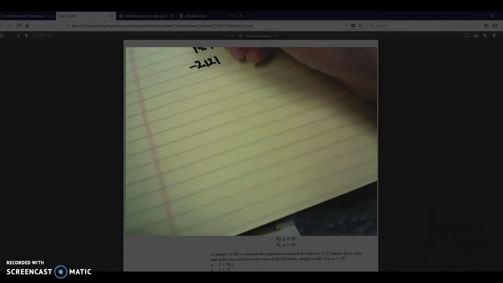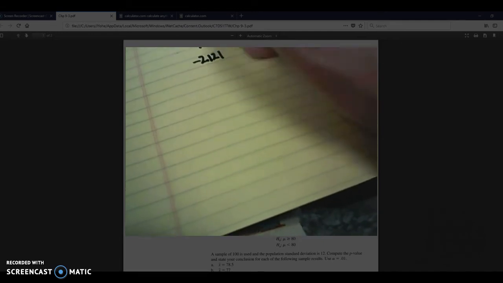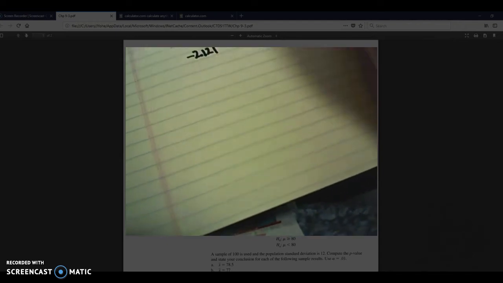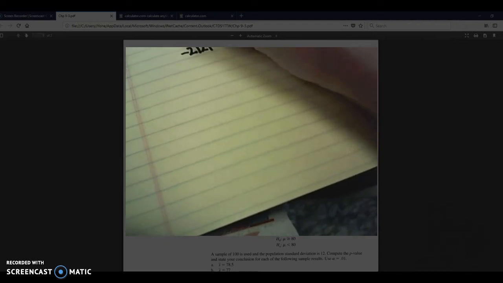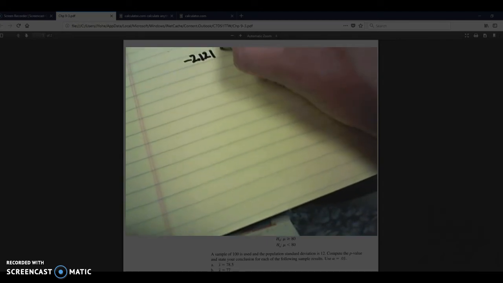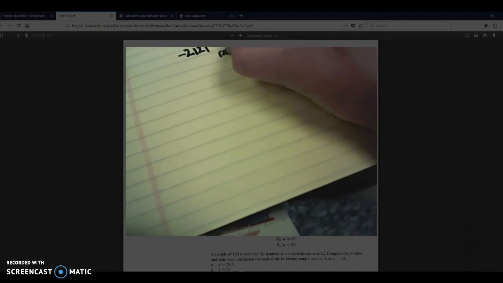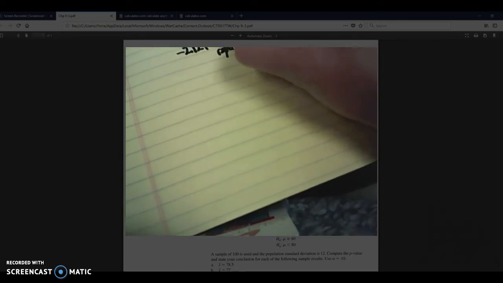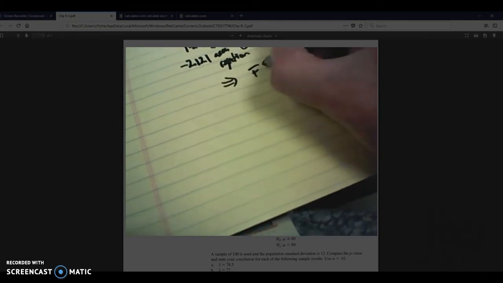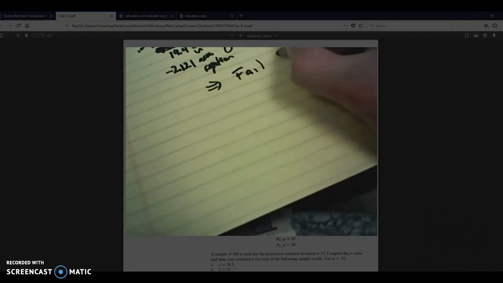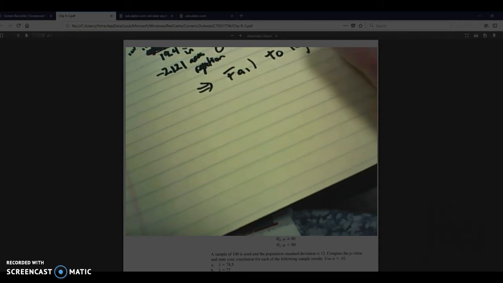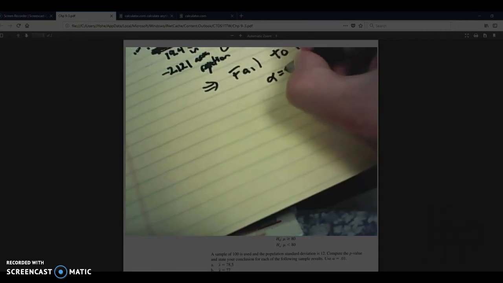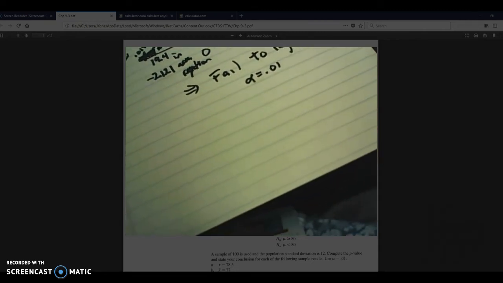We were looking for 0.01 or less, so you can see this is not in the area of rejection. Therefore, we would fail to reject H naught if alpha is equal to 0.01.